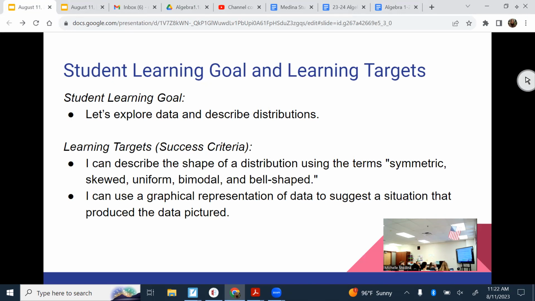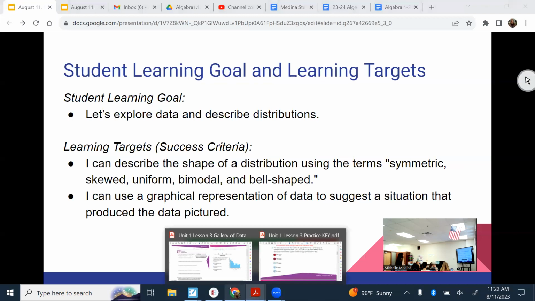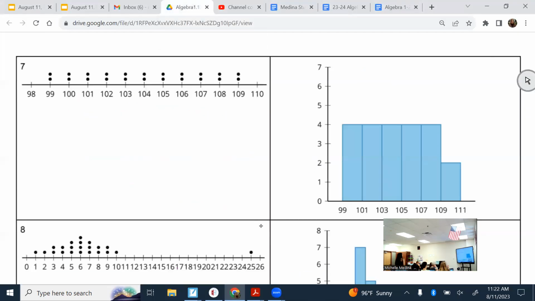And then the second part was using a graphical representation of data to suggest a situation that produced the data. So say I have one of these data distributions on the test, and I said, what could this data represent? I could have A, B. What did I have? It could be the age of people in a nursing home.